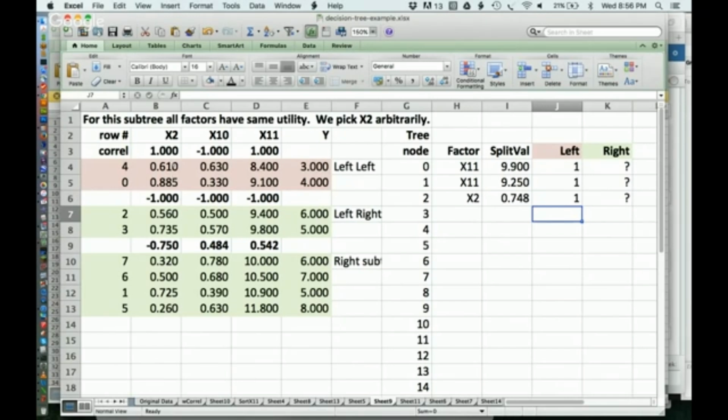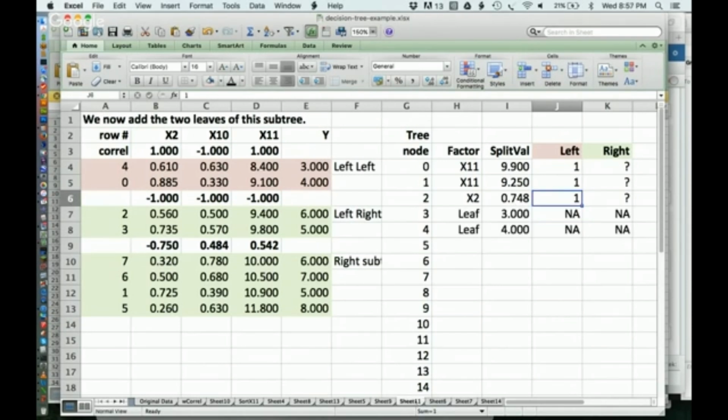The median here turns out to be 7.48. And now we have all the information we need to add our two leaf nodes. So if x2 is less than or equal to 7.48, well, that's this leaf, and we know the value is 3. Boom, we fill that in. Otherwise, we'll go to the right, and it's this leaf. Value is 4.